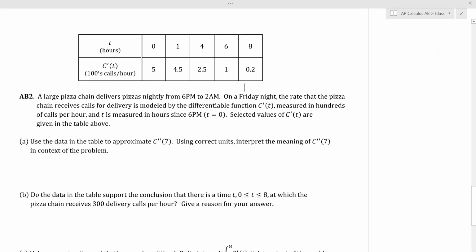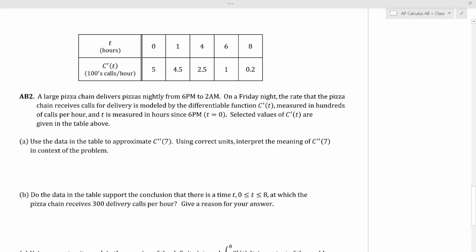So anyway, C prime is measured in hundreds of calls per hour. That's the rate they're getting calls, which means the integral of that will be the number of calls if they ask us to do that. The derivative of it is the rate of change of the rate they receive calls, which is super wordy. But either way, we go from 6 p.m. to 2 a.m., which is from 0 to 8. They switch that over to hours.